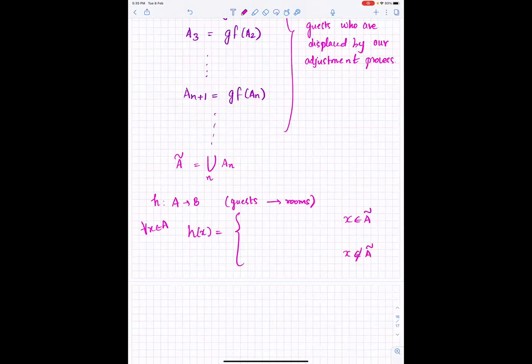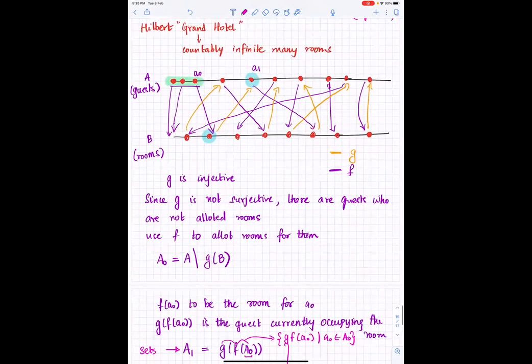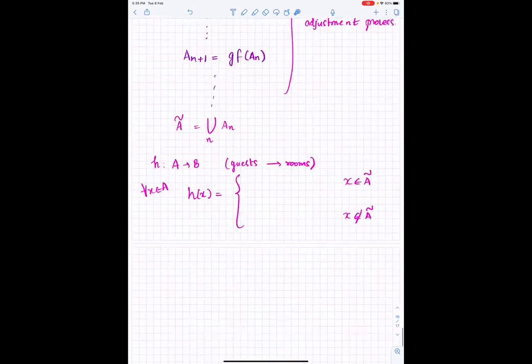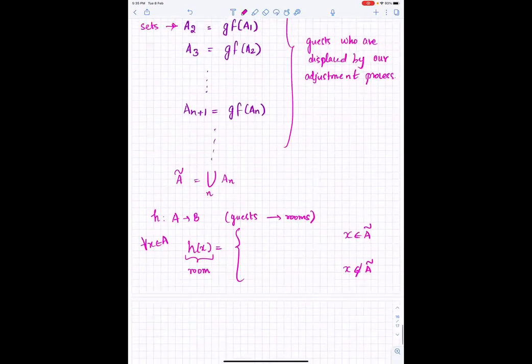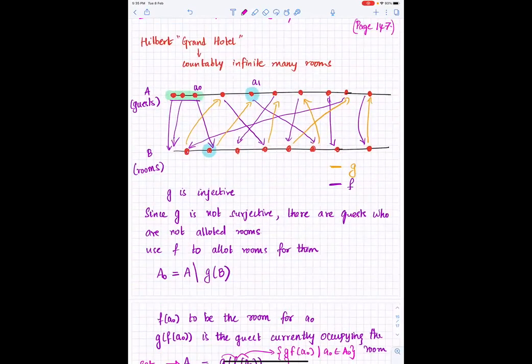Suppose the guest that you pick has been displaced. For example, he is in A0. What is the room that you allot to him? What did we just do? You must remember that the image should be a room. So h of x is a room, and x is a guest. This guest is either in A tilde or he is not. He has either been displaced or not displaced. Let's say he is in the set A0, and he's definitely in A tilde. What is the room that you give?